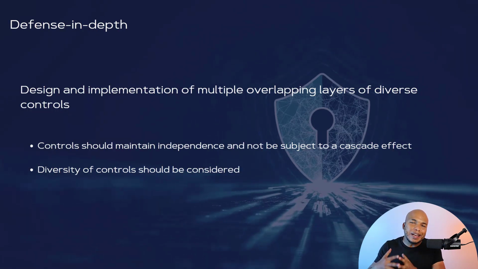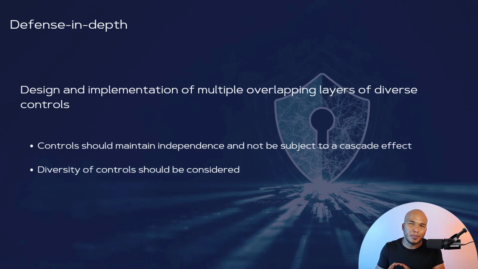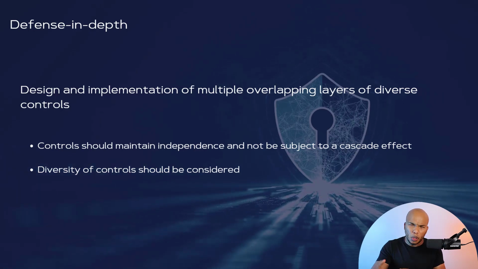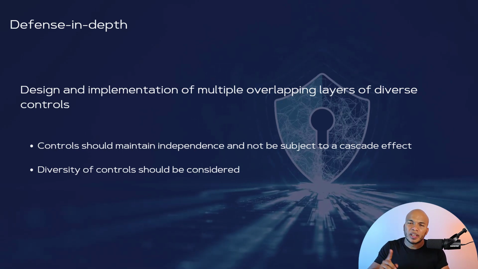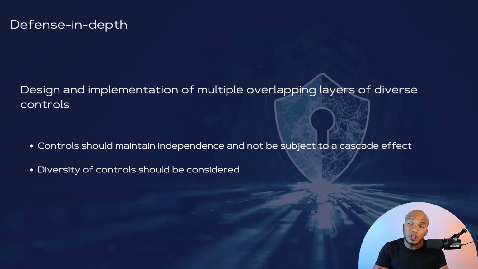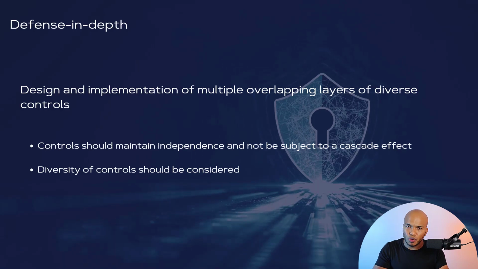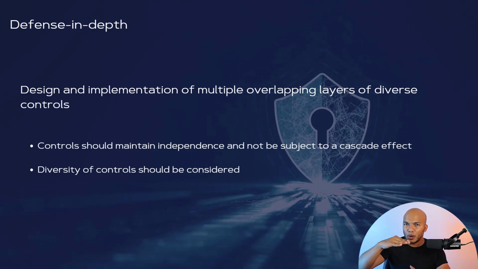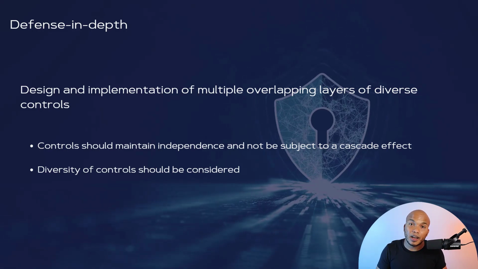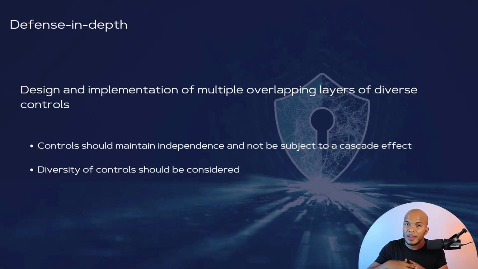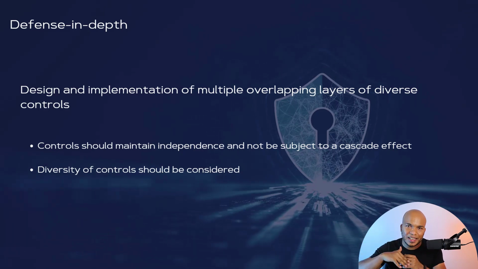Now, regarding control objectives, we have this concept of defense in depth. We're going to talk about this a bit later on in the course as well, but defense in depth is the design and implementation of multiple overlapping layers of diverse controls. Basically you can have layer 1, layer 2, layer 3. The whole point is that if an attacker was able to bypass layer 1, then there'll be layer 2. They bypass layer 2, there's layer 3.